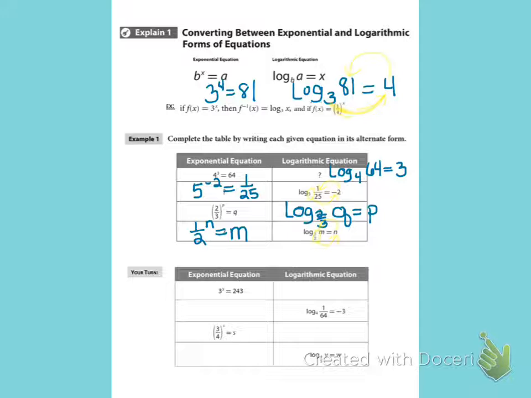So here's where you're going to get a chance to try your hand at this. I want you to go ahead and pause the video now and take a moment to switch from exponential form to log form in each of these 4 examples. And when you've completed the task, tune back in to check and see how you've mastered this skill. Pause the video now.